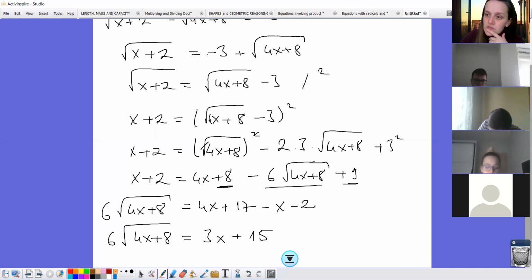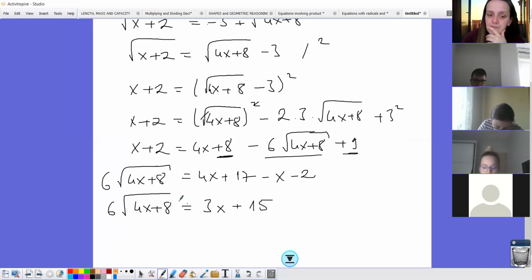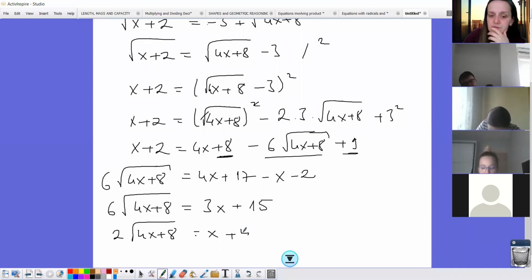Here you can do simplification again if you want. You can simplify by 3, and you will have 2 root 4x plus 8 equals x plus 5. Why am I doing this one? Because I will take a square one more time, so as not to have very big numbers.